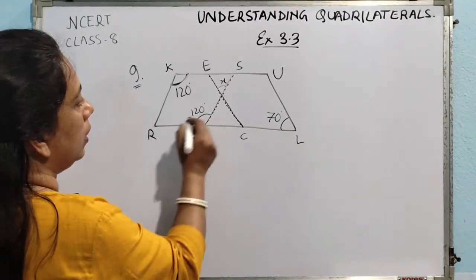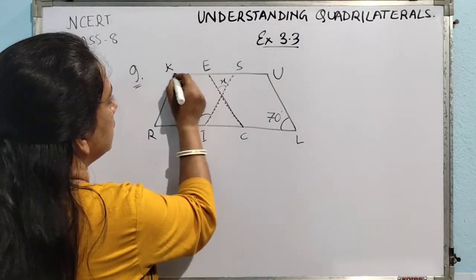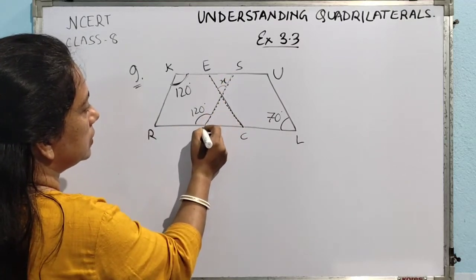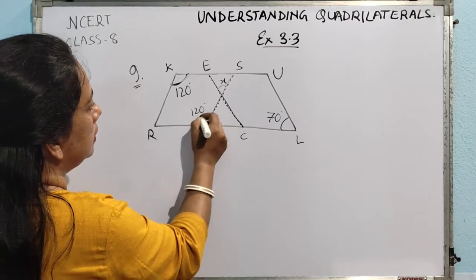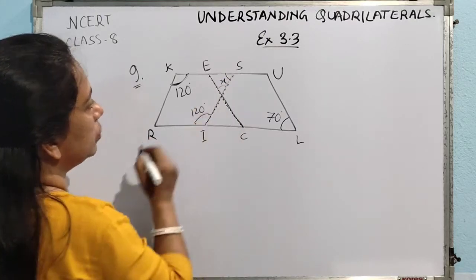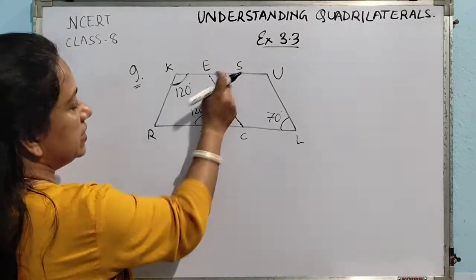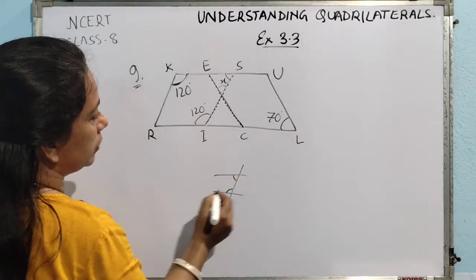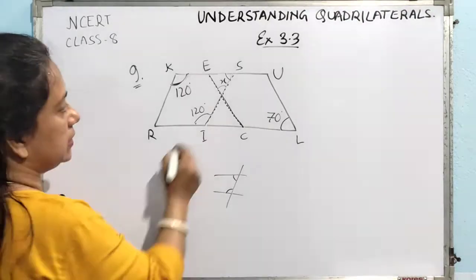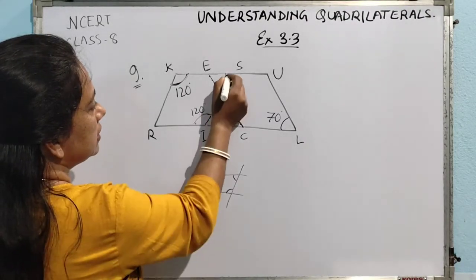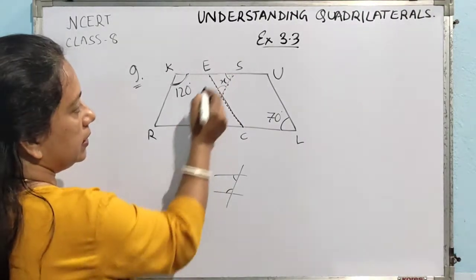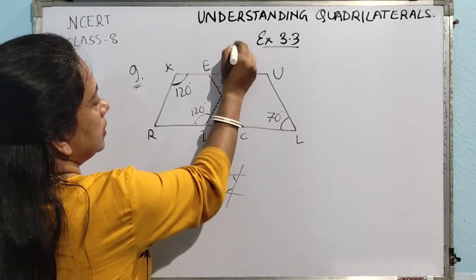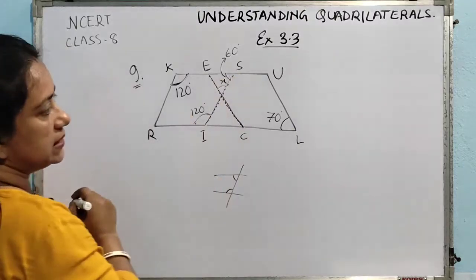Okay, now these are parallel, so if we consider this to be transversal, then this plus this will be 180 degree. Why? Co-interior angles. If these two are parallel lines, the sum of these two angles gives you 180 degree. So if this is 120 degree, this plus this has to be 180 degree. So it becomes 60 degree. I can write it here. This angle becomes 60 degree.